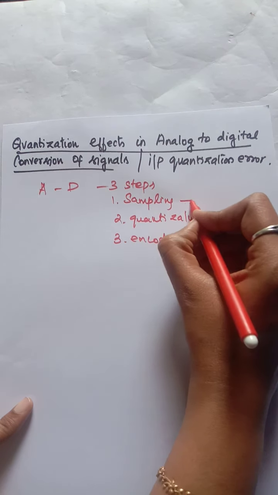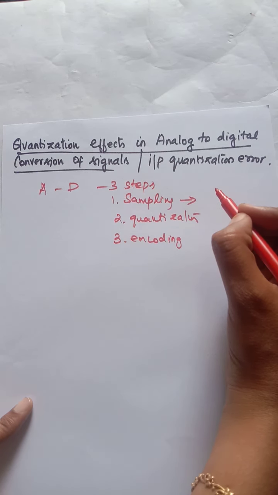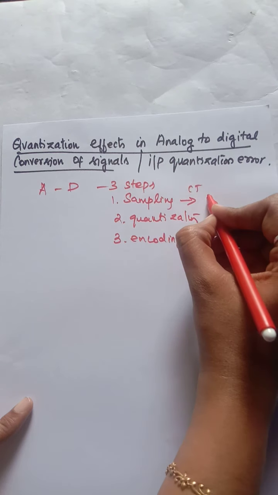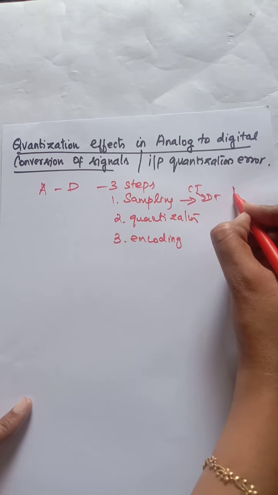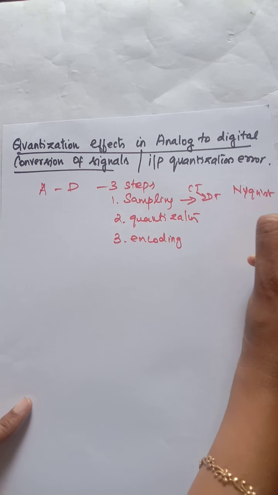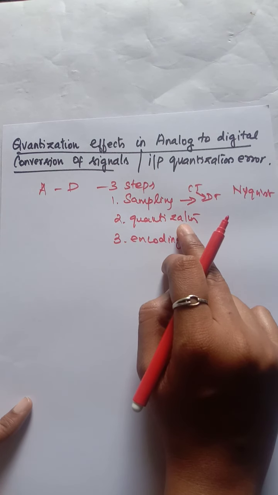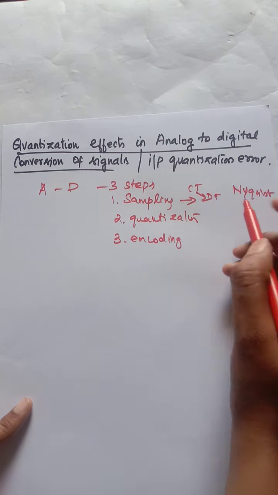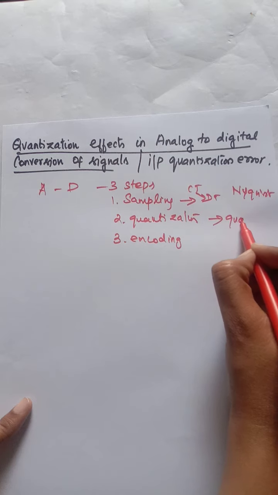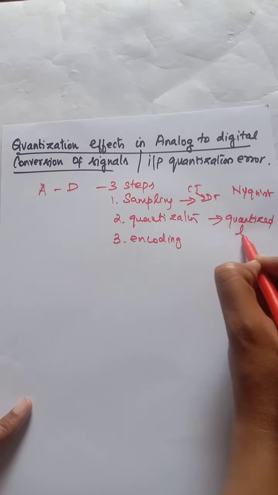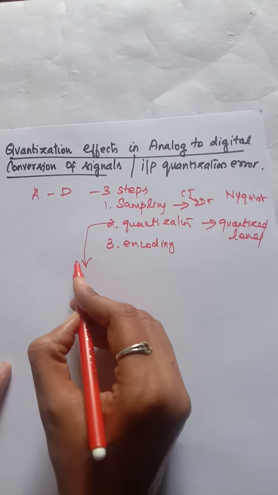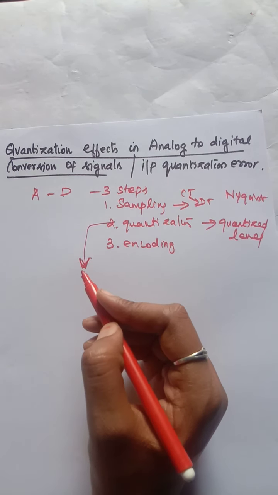Sampling samples the continuous time signal at a rate much greater than the Nyquist rate, and it converts the continuous time signal into a discrete time signal using the Nyquist rate condition. Quantization is nothing but quantizing the amplitude of the signal into a set of discrete levels, that is, we quantize the input levels. Then finally we will perform encoding. But here we are going to concentrate on the error that happens due to this quantization.